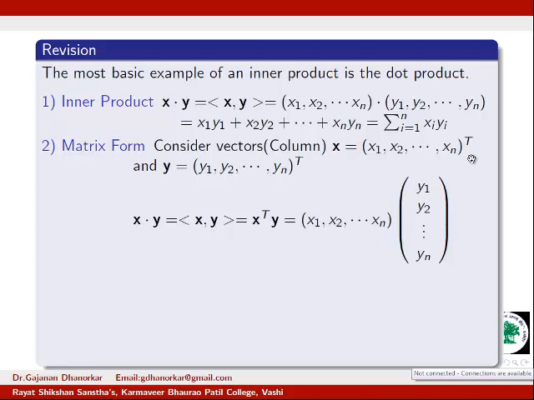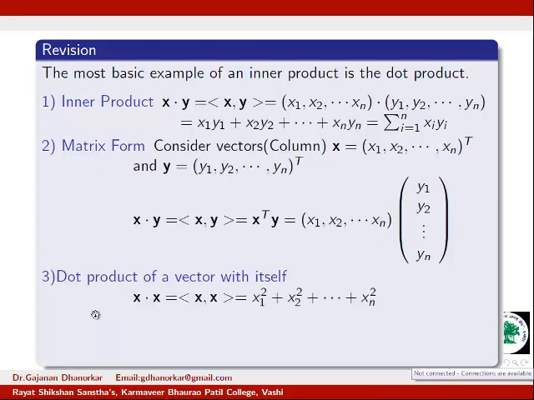Now here x is given in this way, and if we take the transpose of this, we know that transpose of transpose is the same vector itself. Therefore, this is a row vector into a column vector, and we know how to take matrix multiplication. This gives x1 y1 plus x2 y2 plus x3 y3 and so on. We are getting the same answer, but the notation is changed, this is in matrix form.